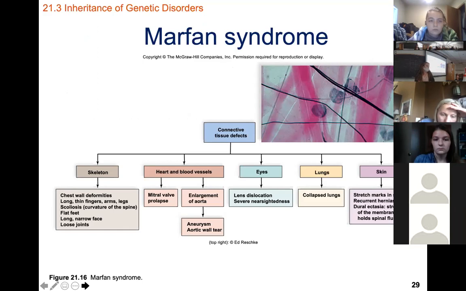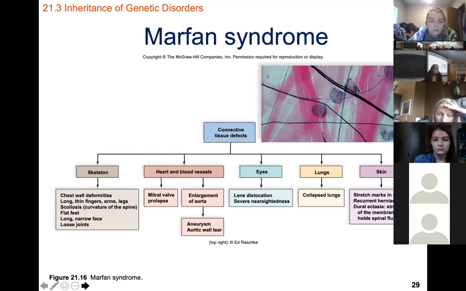If you have some disorder because of this, your skeletal system can be affected because of the long, thin fingers and arms. You could probably have some flat feet issues, long and narrow face, loose joints. This is structural things that are wrong with or not normal in that body. Then we talk about the heart and the blood vessels. This is a little bit talking about that aorta, and that if you have a weakened wall of the aorta, it will start to enlarge.